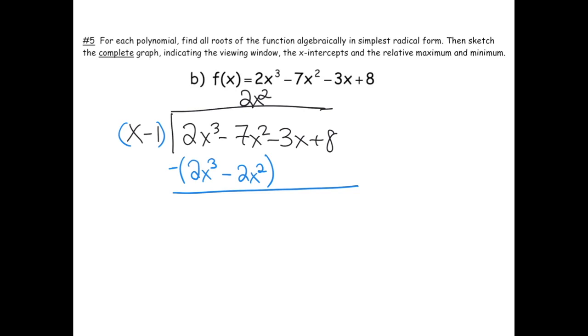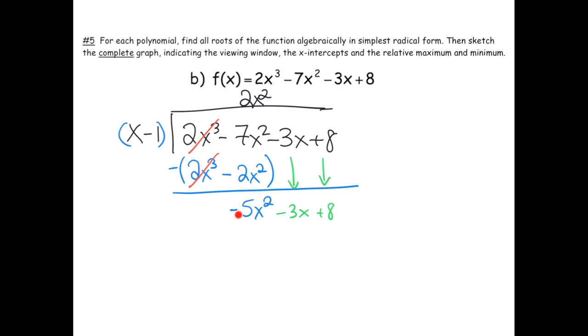Okay, so now I need to subtract. So first 2x cubed minus 2x cubed, those are going to cancel. Okay, and now what I have over here is negative 7x squared, and then this is minus negative 2x squared. So it's really negative 7x squared plus 2x squared, so it's negative 5x squared. So now what I'm going to do is bring down these last terms that I haven't used yet. I'm going to go through the whole thing again.